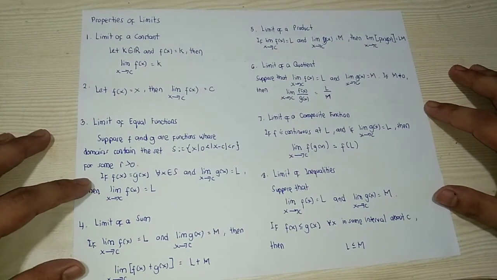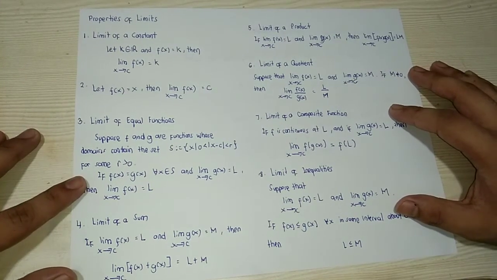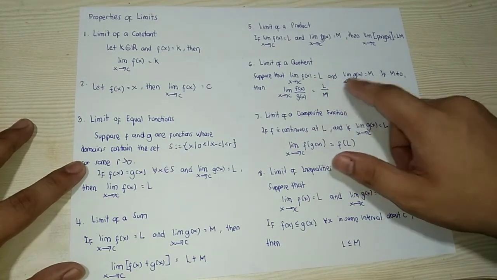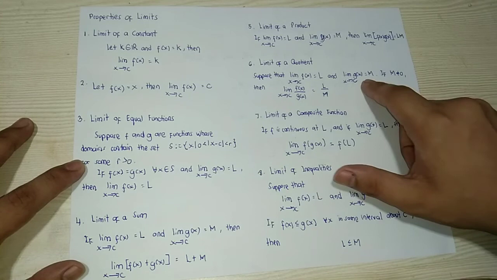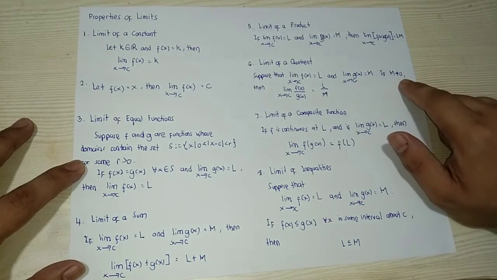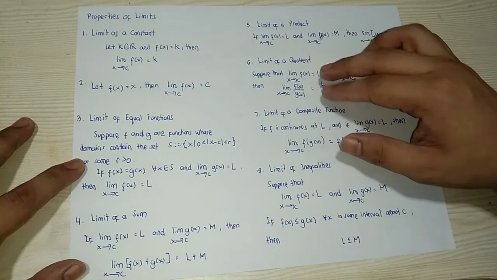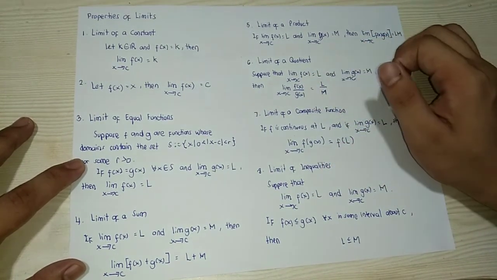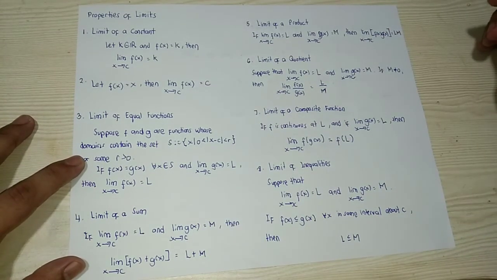Okay, so meron pang last 3 properties pero hindi ko na siya ipoprove. So property number 6, limit of a quotient. Kapag meron tayong dalawang limits, f of x, g of x, limit ng f of x ay L, yung g of x ay M. And if M is not equal to 0, yung limit ng g of x, then yung limit ng quotient ng dalawang functions na to ay equal sa quotient ng limits nila, L over M.